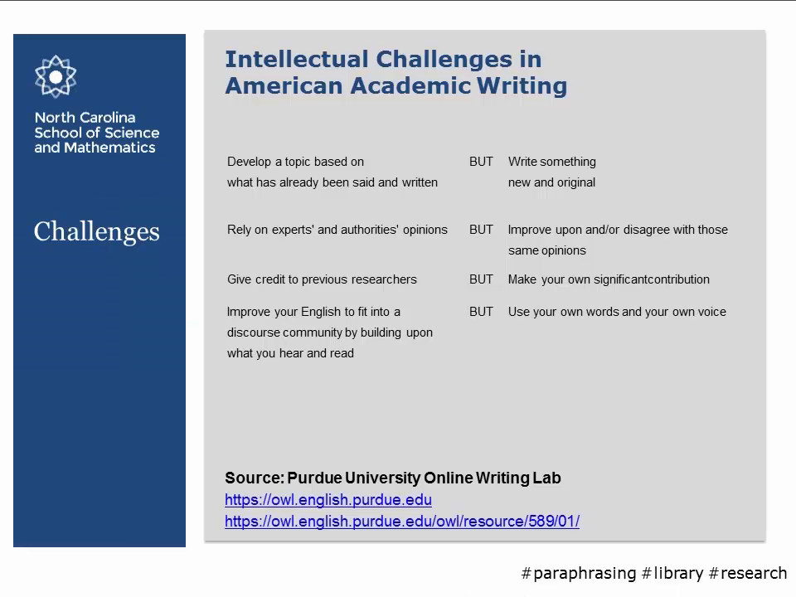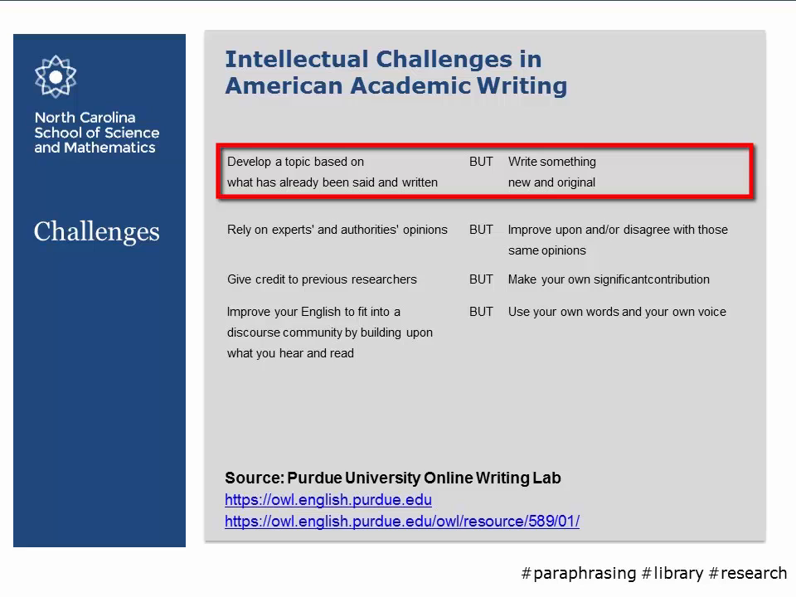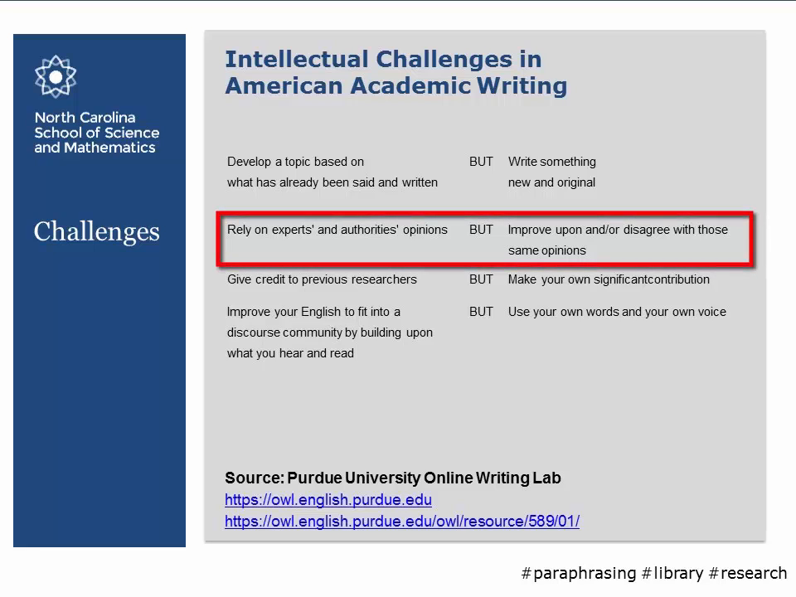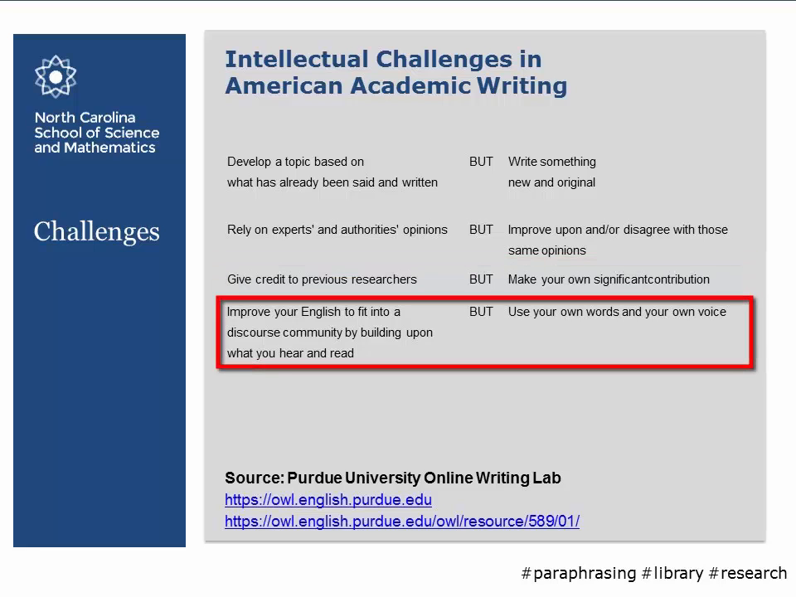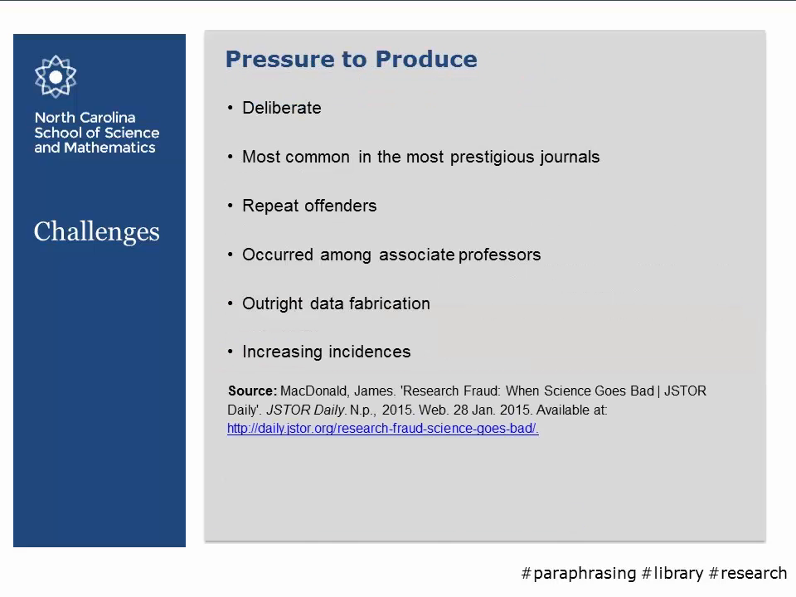There are intellectual challenges that all students are faced with when writing. Sometimes these challenges can almost seem like contradictions, particularly when addressing them within a single paper. For example, American teachers often instruct students to develop a topic based on what has already been said and written, but write something new and original. Rely on experts and authorities' opinions, but improve upon and/or disagree with those same opinions. Give credit to previous researchers, but make your own significant contribution. Improve your English to fit into a discourse community by building upon what you hear and read, but using your own words and voice. Academic writing is challenging even for professionals.